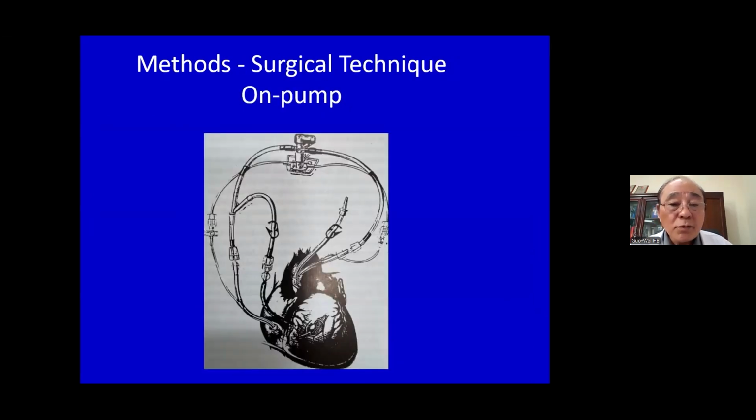For on-pump surgery, we use Buckberg solution for cardioplegia. Here it is used antegrade or retrograde, or both together, for on-pump surgery.